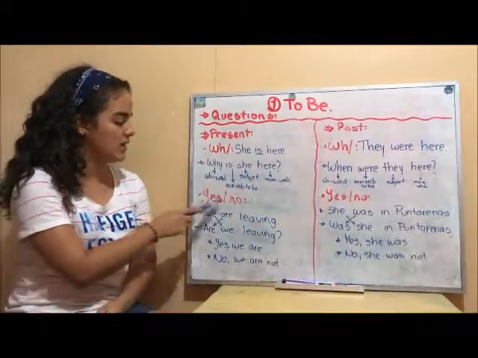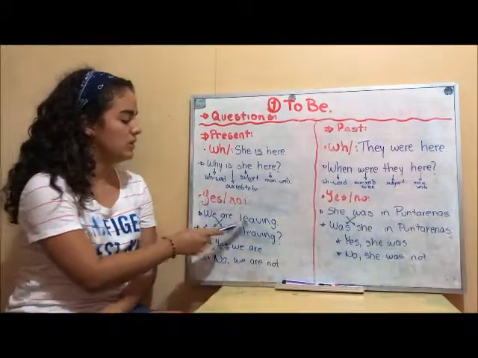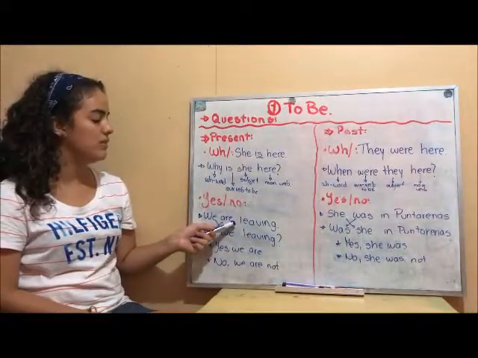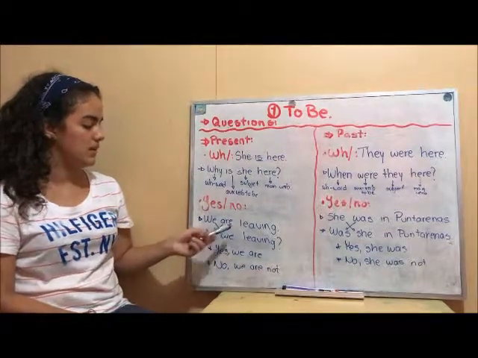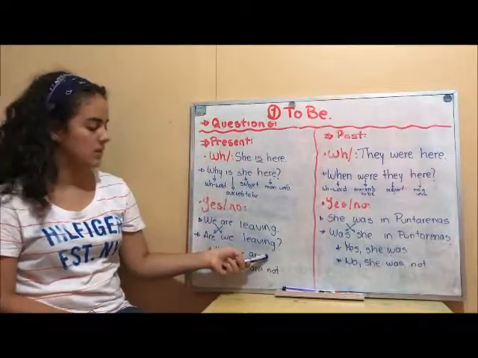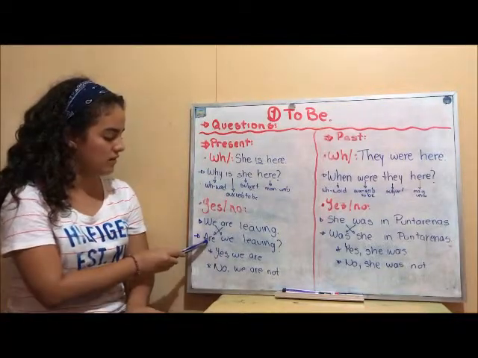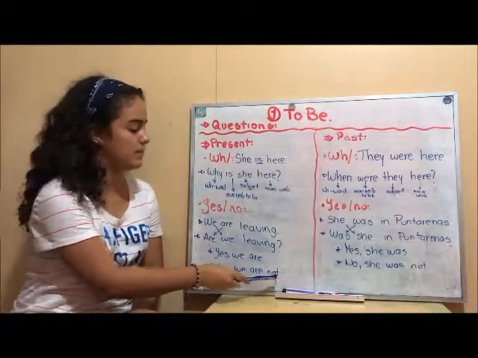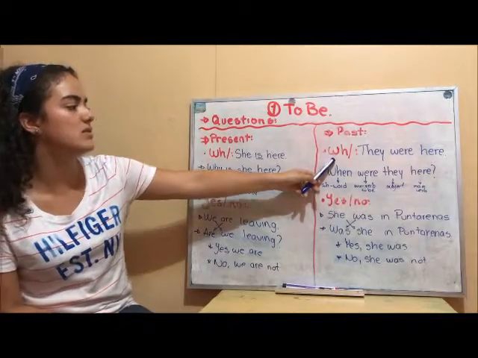And now we have the yes and no questions. We have the sentence, we are leaving. And now we just need to put the auxiliary verb for the verb to be at the beginning. Are we leaving? And now we have the answers. Yes, we are. Or no, we aren't. Or we are not.